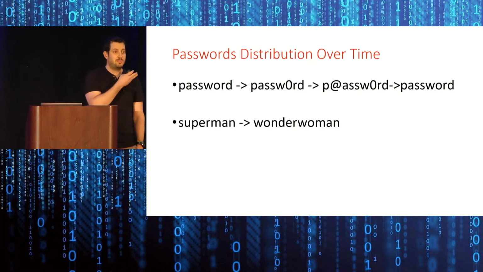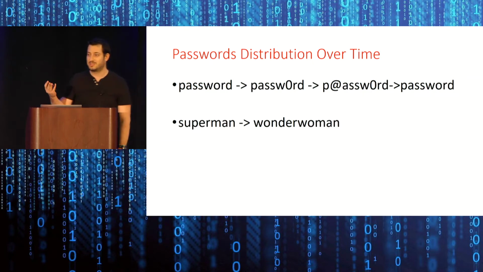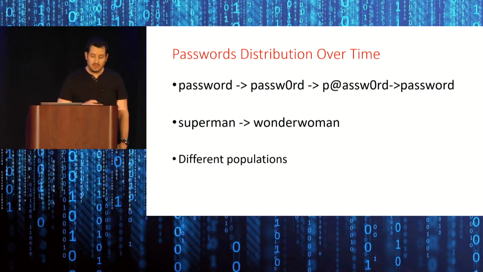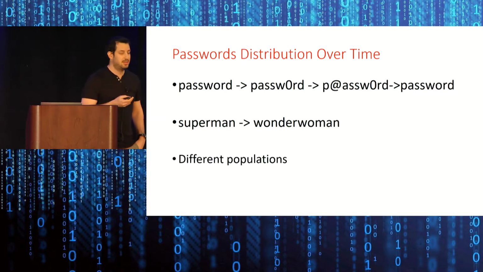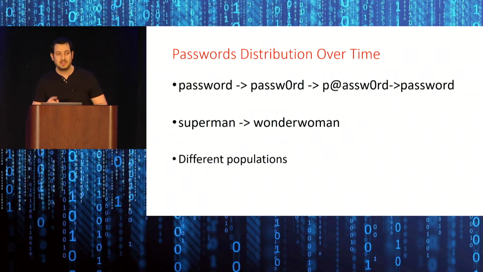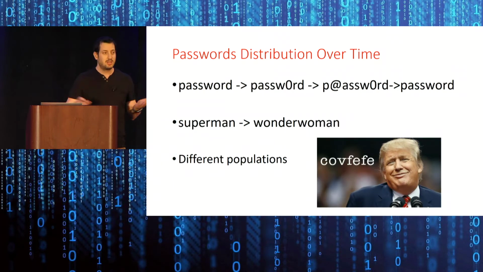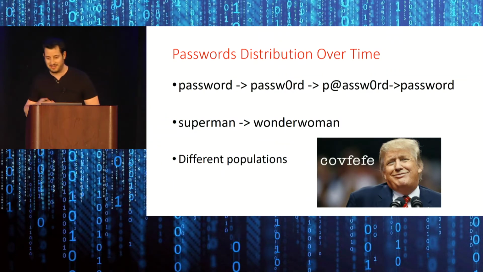Superman, as I said, was a very popular password. But due to recent cultural changes, we might presume that Wonder Woman is going to be much more popular in the near future. We also have different populations in the world. There are people with different ages, speaking different languages, and they probably choose different distributions of passwords. And moreover, there might be some very weird stuff that just pops up in the world, and we want to be able to find this kind of thing and actually block it.